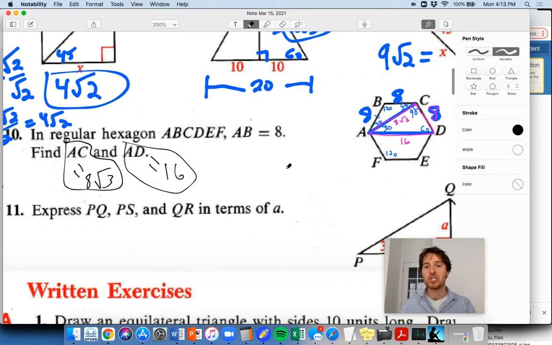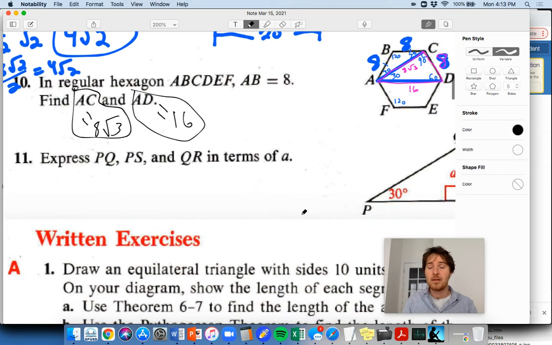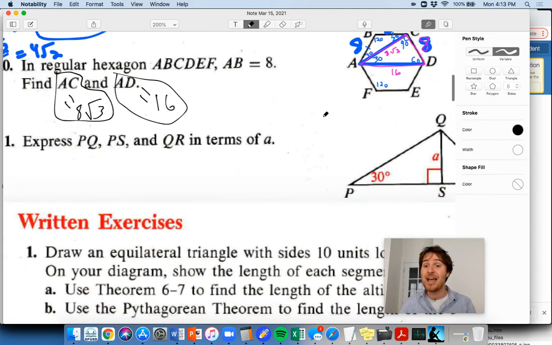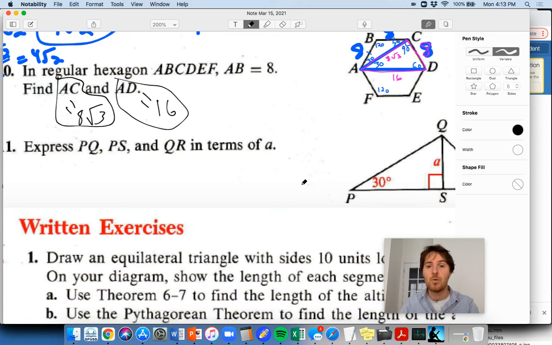Rewatch the video, watch it again. Try something different. What helped me there? I sketched it out. I didn't know the answer off the top of my head. I tried some different things. I found a triangle we've been studying recently. Express PQ, PS, and QR in terms of A.